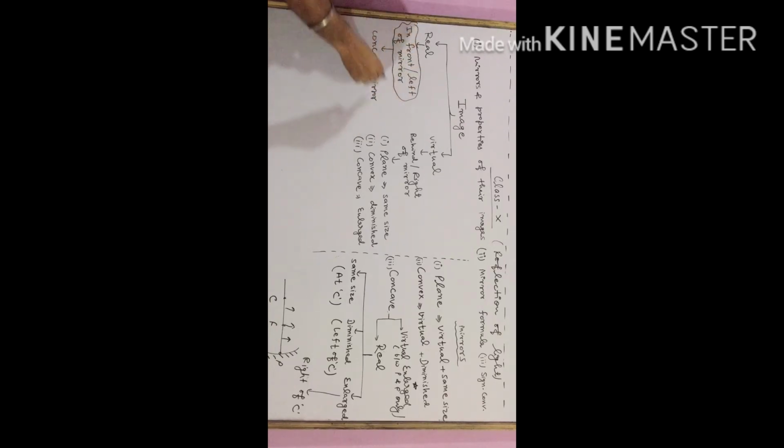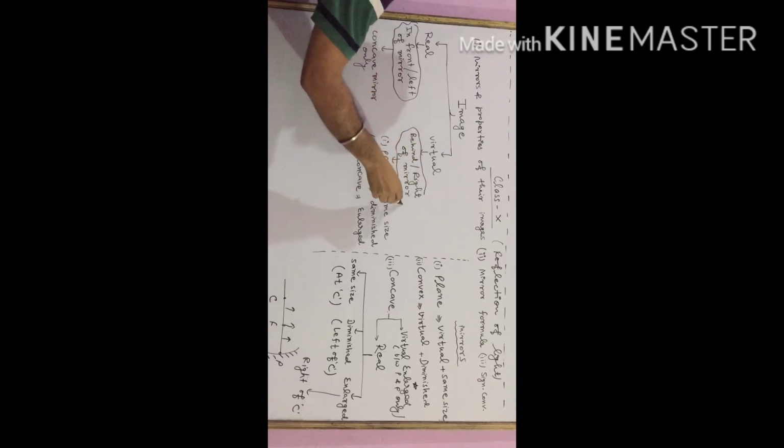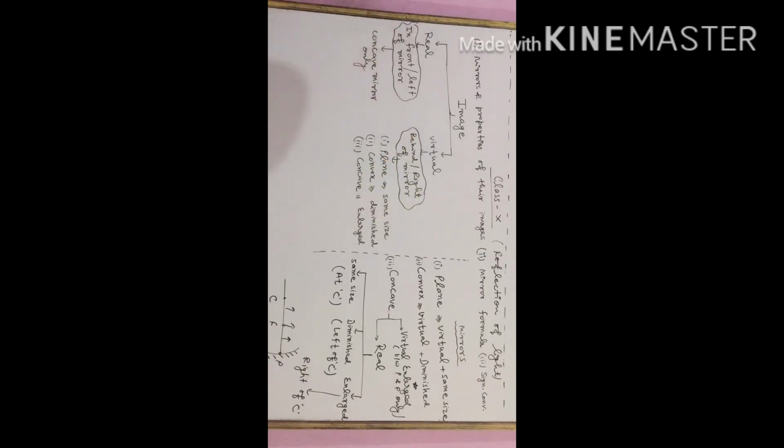One more important point, that is this one. This is also required for numericals. As you might have observed in the ray diagrams for different cases, if a real image is formed, that is always formed in front of or on the left side of the mirror, while a virtual image is always formed behind the mirror, which is the right side of the mirror. Okay, so this is about the mirrors and properties of their images.